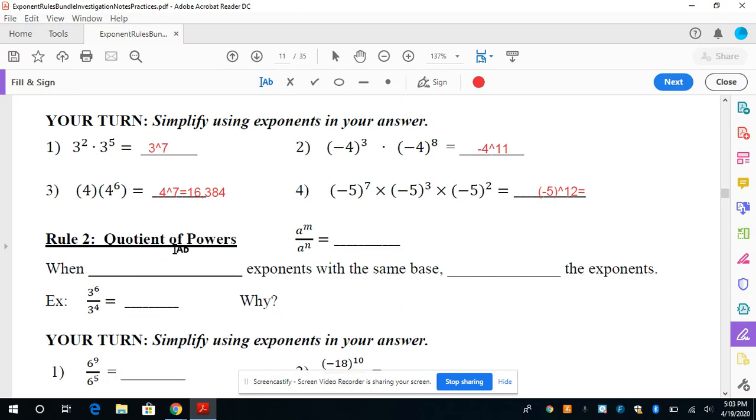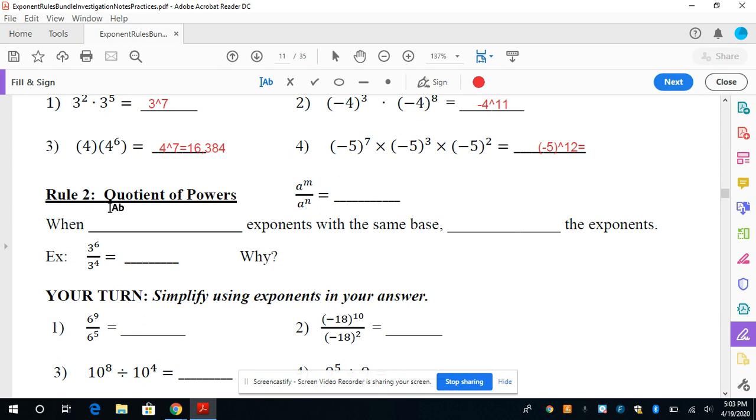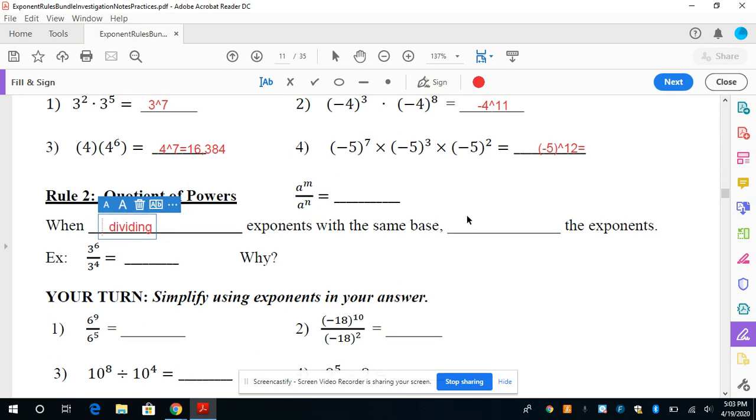All right. Now rule 2, quotient of powers. Label your rule. Quotient meaning division. So when we're dividing, the sentence for your writing is: when dividing exponents with the same base, what do we do with the exponent? We subtract, okay? So this would be a to the power of m minus n. Also, the numerator's exponent goes first. Don't just put the biggest one first. Always numerator to denominator. Okay?